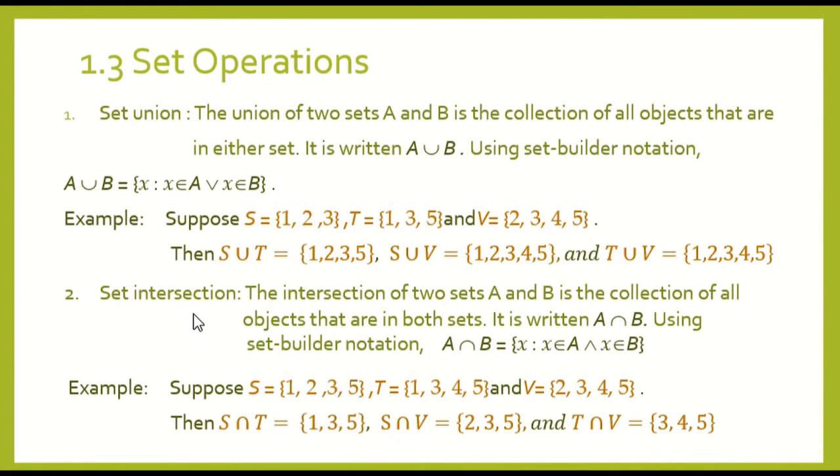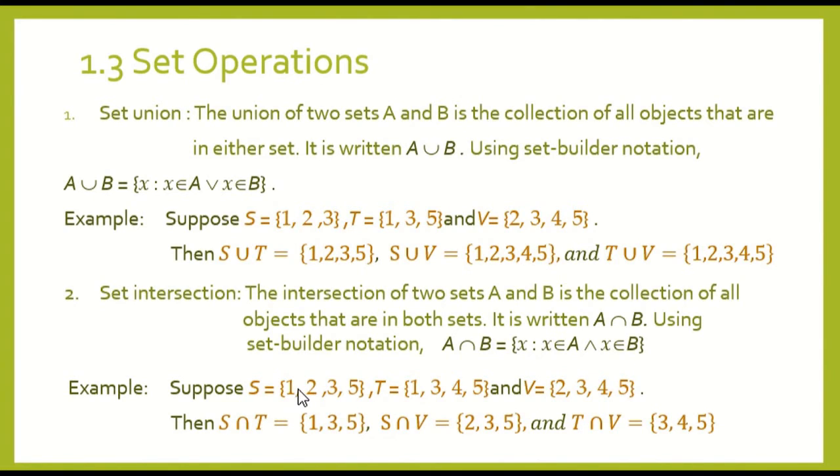Next, we have the set intersection. The intersection of two sets A and B is the collection of all objects that are in both sets. It is written A intersection B. Using set builder notation, we have this. A intersection B is equal to X such that X is an element of A and X is an element of B. So, example, suppose we have the sets S, T, and V.